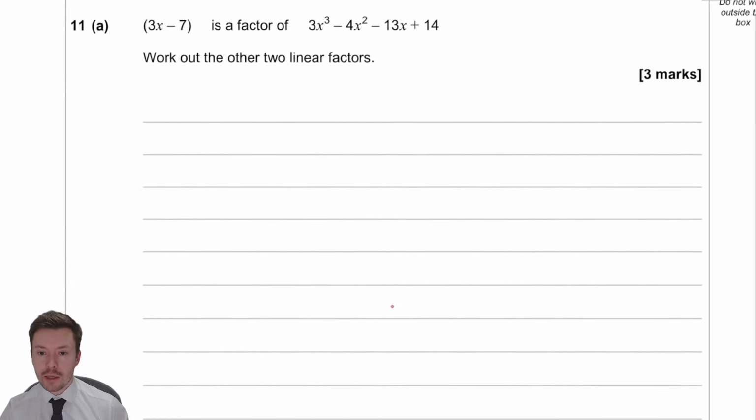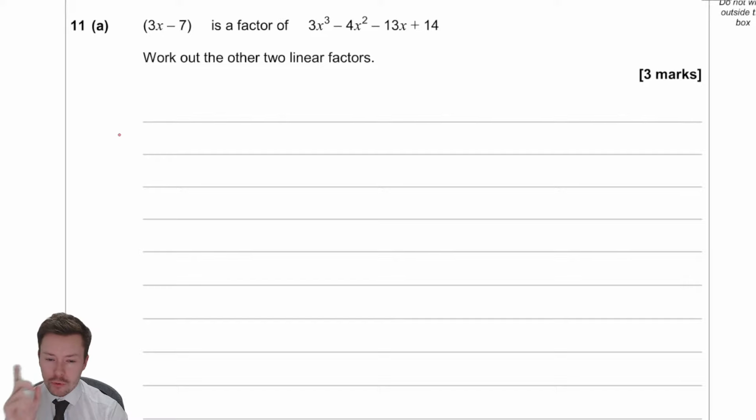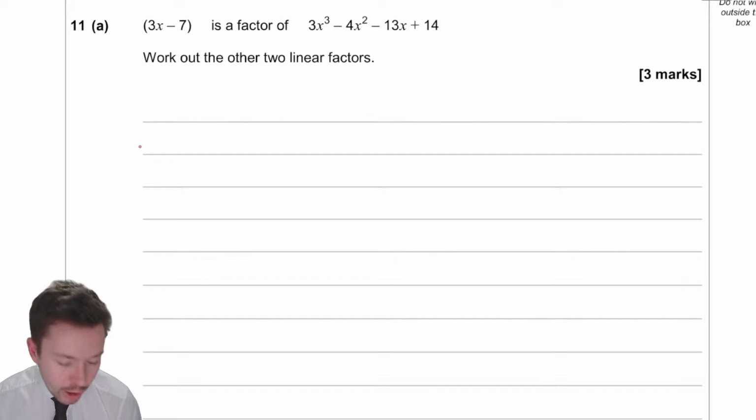Okay, next one, 11a. 3x minus 7 is a factor of this. Work out the other 2 linear factors. So basically we need to either solve it or factorize it. There's a couple of ways, and actually I can't remember which one you do at AQA further maths. So I'm going to show you 2 methods to do this. I'm going to show you one that involves factor theorem, and one which is called algebraic division. I'm pretty sure you do algebraic division anyway, so I'll go with that method.